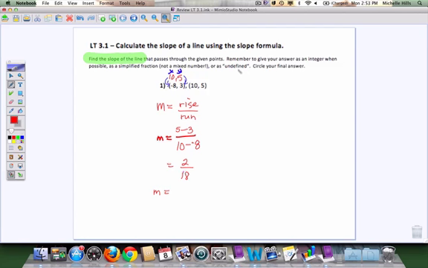Now, if I put this into my calculator, it's going to give me a decimal that fills up my entire calculator screen. So it says, remember to give your answers as an integer. Well, 2 divided by 18 isn't an integer because 18 doesn't go into 2 evenly. Or as a simplified fraction. So 2 over 18 reduces to 1 over 9. It says to circle my final answer, so m equals 1/9, and I stop.